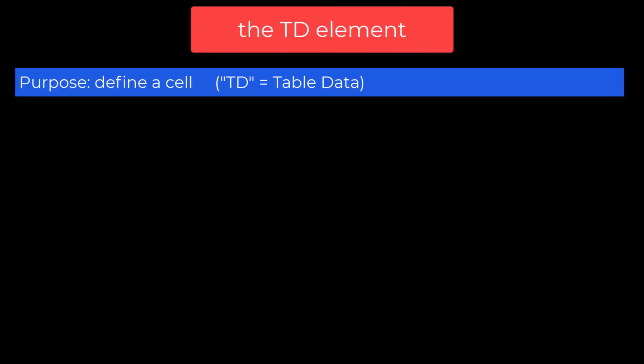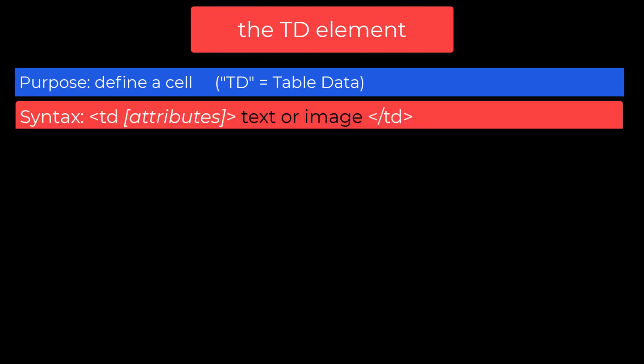The TD element defines a cell. Here, the D in TD represents data, so the content of a TD element is the content, the data, in a cell. The syntax: start tag TD, possibly some attributes, the content, again text or image, and the end tag.